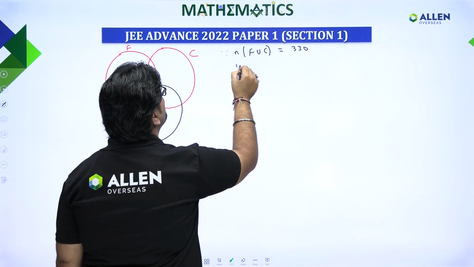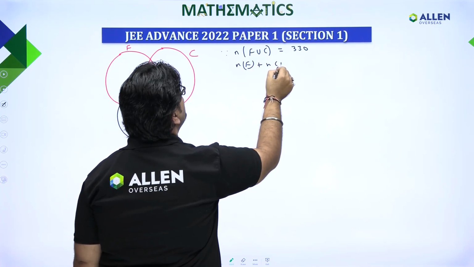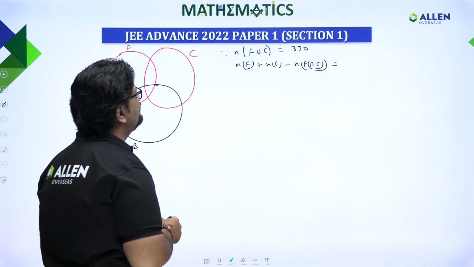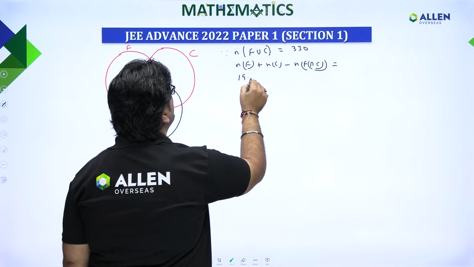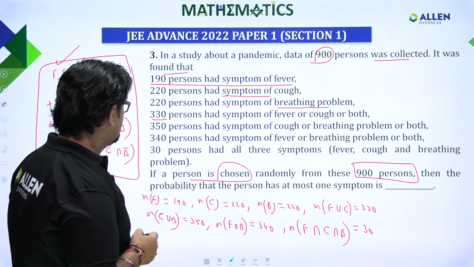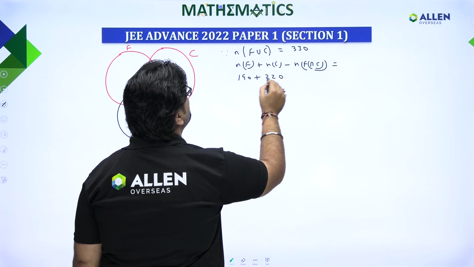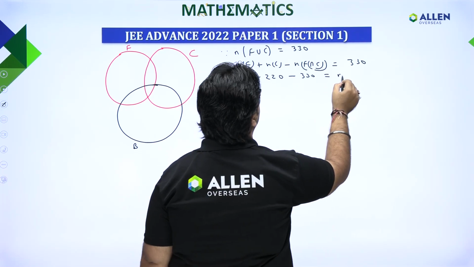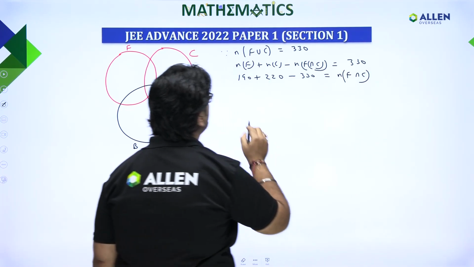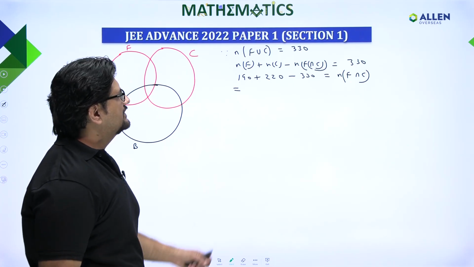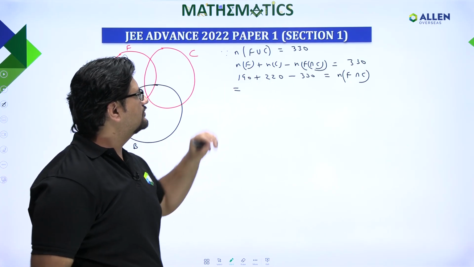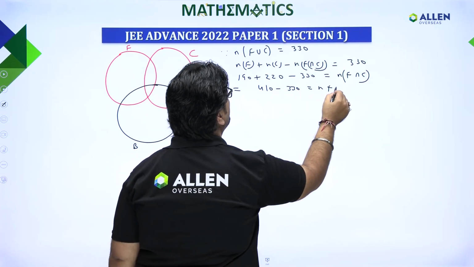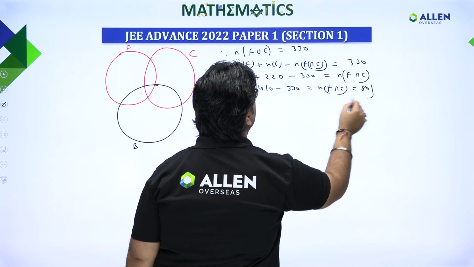I am applying the formula, NF plus NC minus N of F intersection C. We are calculating this value. So, NF is 190, and similarly, what is the value of NC? NC is 220. And we will be subtracting 330 from it, and we are getting the value for F intersection C. So, what will be this value? If I subtract 330 from this total value 410, N of F intersection C comes to be 80, my dear.